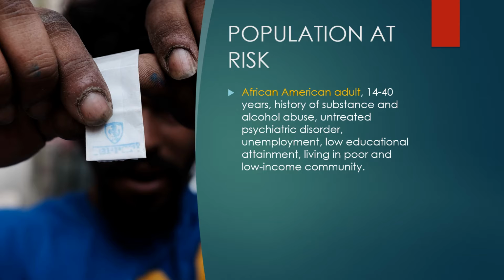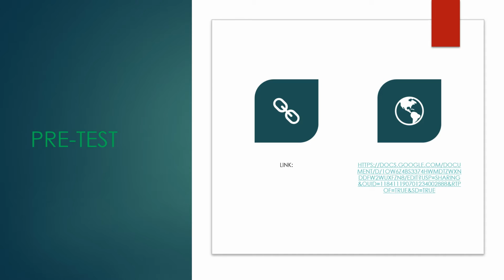The population at risk for this presentation are African American adults, age 14 to 40 years, with a history of drug and alcohol abuse, untreated mental disorders, unemployment, low educational attainment, and low-income communities. Please take a moment and click on the pretest to test your knowledge on this topic.